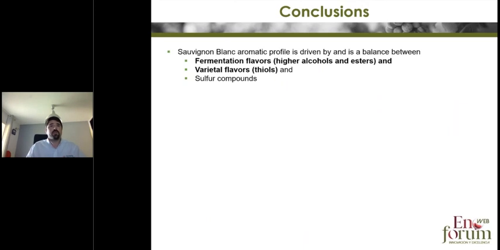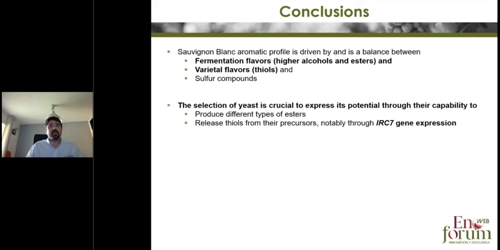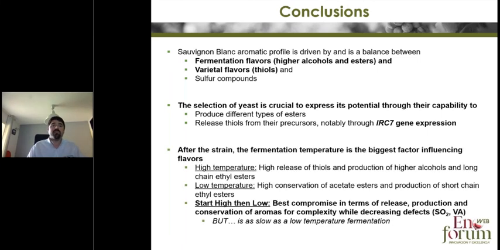So as a conclusion, briefly, we know that Sauvignon Blanc is mainly driven by fermentation flavors and varietal flavors, the thiols. The selection of yeast, we proved, is crucial to express this potential, either through the different types of ester that are produced, but also through the IRC7 gene expression. Then after the strain, the most important parameter is the fermentation temperature. And the fermentation temperature is really impacting the flavors.